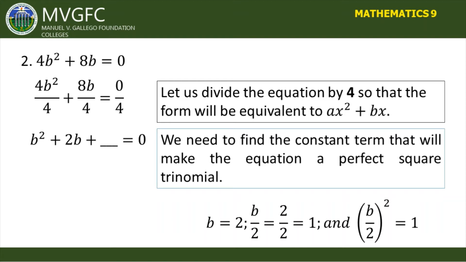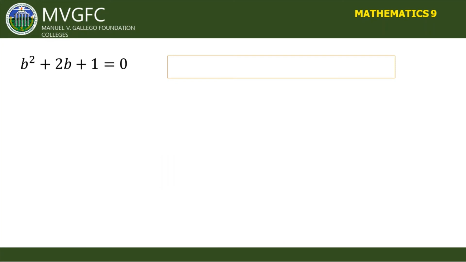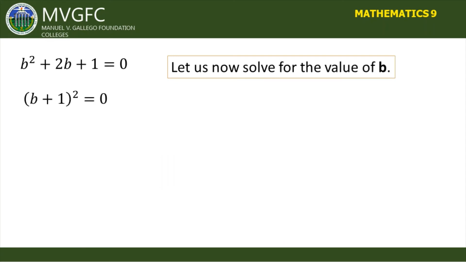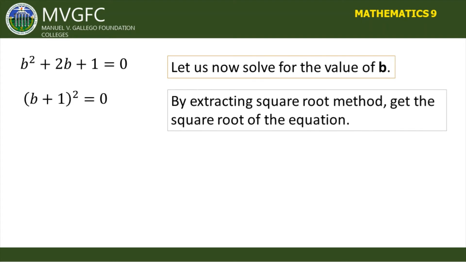For our formula, we have b over 2 or 2 over 2, or 2 divided by 2 is simply equal to 1. And when we square 1, 1 times 1 is simply 1. So we have now b squared plus 2b plus 1 is equal to 0. For that, let us now solve for the value of b. So we have b plus 1 quantity squared, because using the FOIL method or the factoring method that I taught you last time, you can find b plus 1 quantity squared is b squared plus 2b plus 1 is equal to 0.